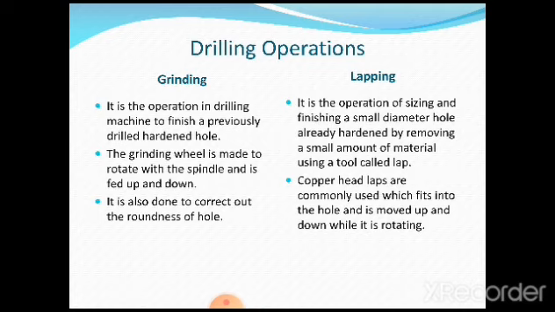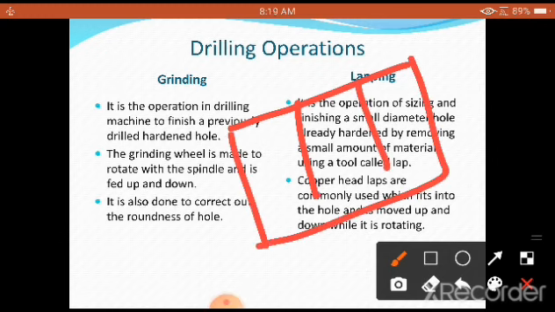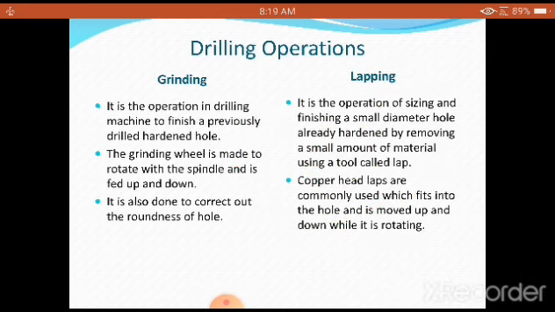The grinding wheel is made to rotate with the spindle and is fed up and down. For example, this is the hollow workpiece, with this hollow portion and this amount of hole that is being produced. We use a grinding wheel which is given a feed up and down, so as to finish the surfaces of the workpiece. It is also done to correct the roundness of the hole. Eccentricity of the hole axis can be reduced by using grinding.